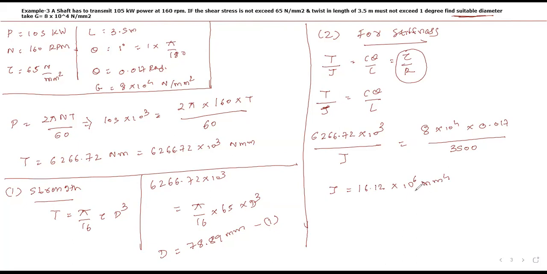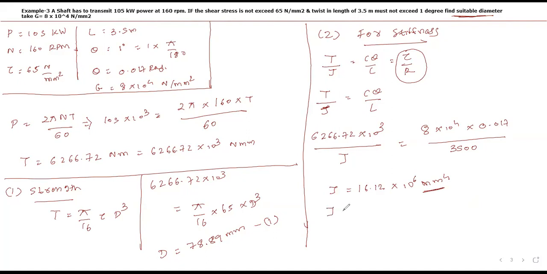Now, what is the unit of polar moment of inertia? In the last lecture we discussed polar moment of inertia. That is nothing but Izz, which is Ixx plus Iyy. So whatever the unit of moment of inertia is, that is the unit of polar moment of inertia. That is the reason the unit of polar moment of inertia is mm raised to 4. I hope it is clear.